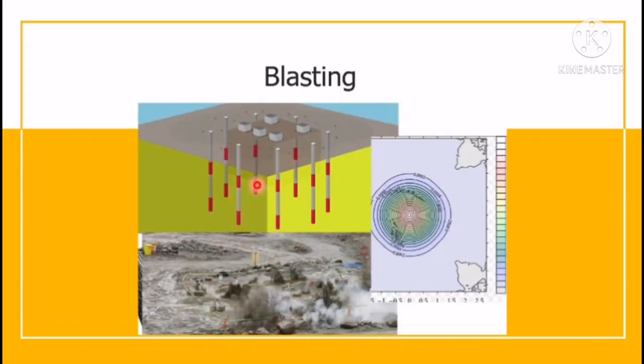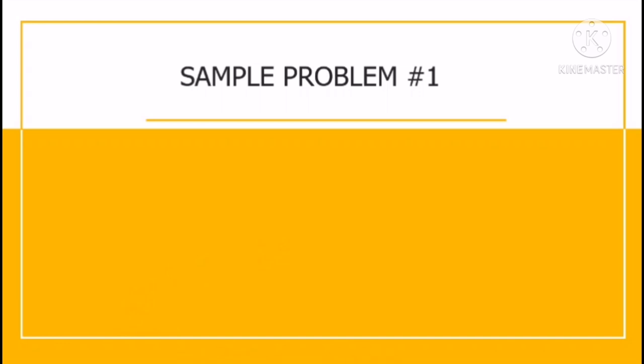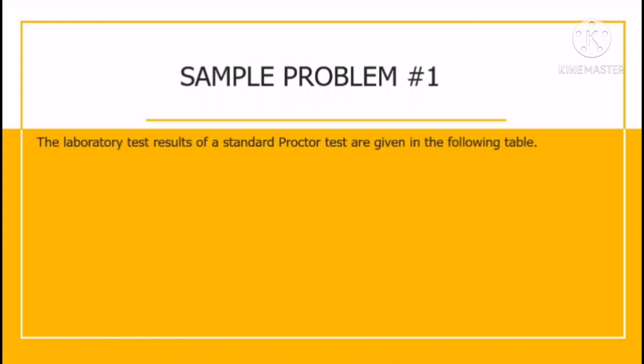So, meron tayong mga dynamites and pinapasabog natin ito para ma-disturb yung lupa sa ilalim and then para ma-compact siya. So, in order for us to understand more of compaction, we have to solve problems. So, sample number one is a laboratory test results of a standard Proctor test are given in the following table.